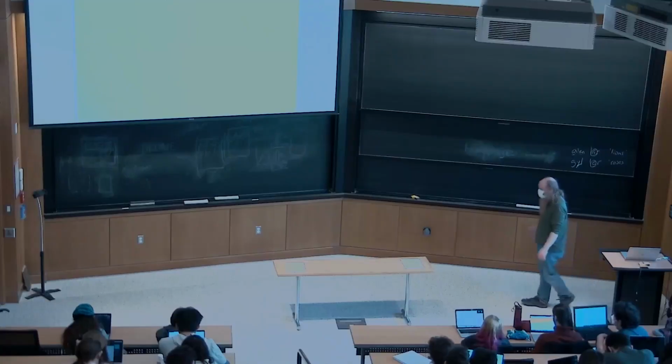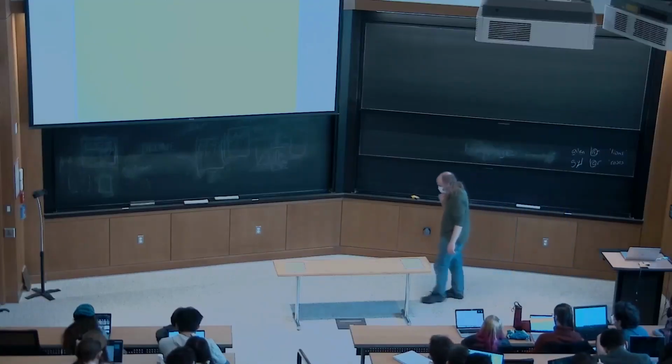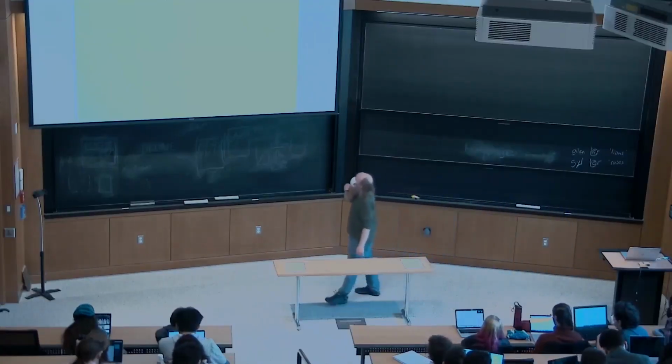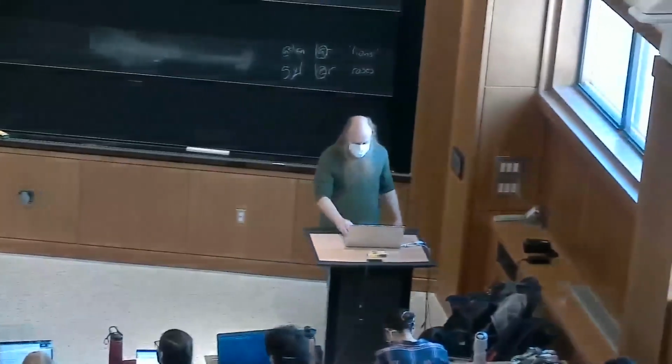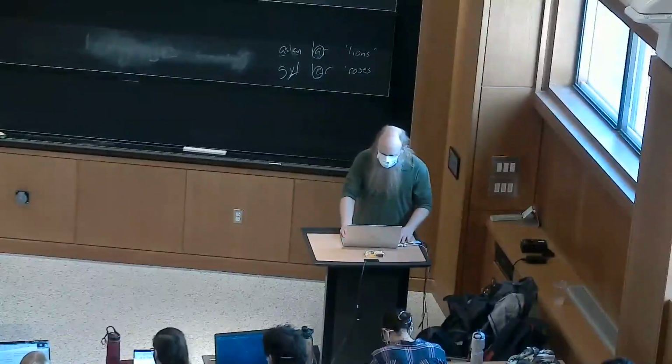And this all has to do with stress. So we've already talked some about stress. It was part of the flapping rule. When we were dealing with the difference in the pronunciation of the T in these two words, atom and atomic, we said the rule that converts T to a flap needs to be sensitive to where stress is. So it only happens after stress. It doesn't happen before stress. And that's why we get it in atom, but not in atomic.